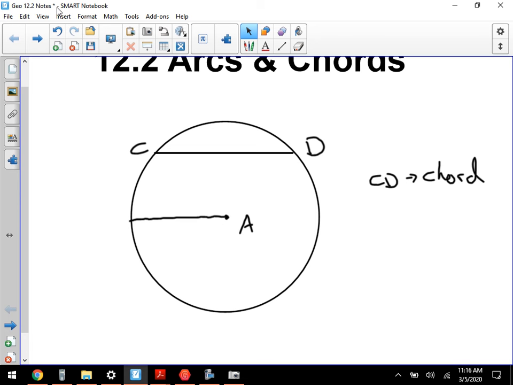Going to be the diameter. Here in this case, I did not draw a diameter. I have just a chord, plain old chord, CD. Everybody okay with that? Okay.